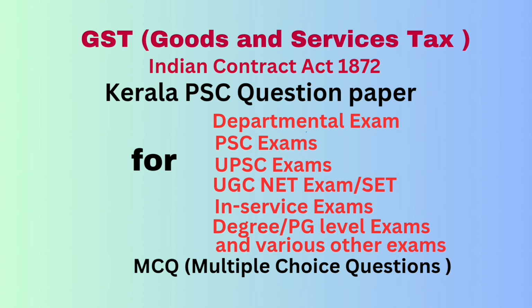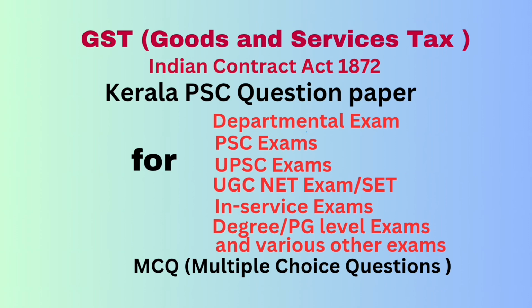Question number 14. For input tax credit, a registered person has to furnish return under dash of Central GST Act. Correct answer, option A, section 39. Question number 15. A person who is liable for registration under CGST Act is defined in chapter dash. Answer 6.